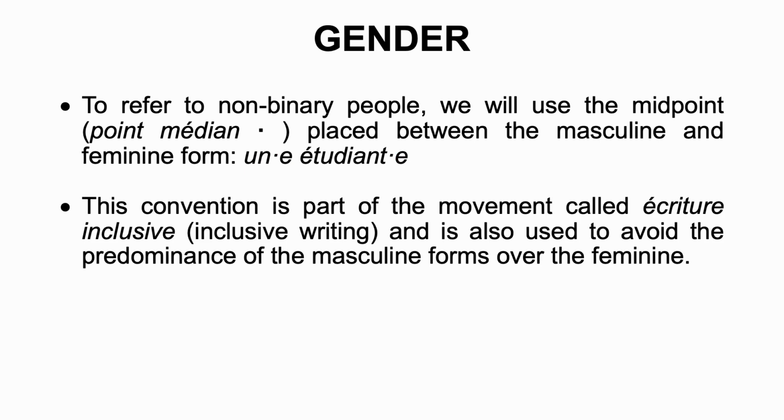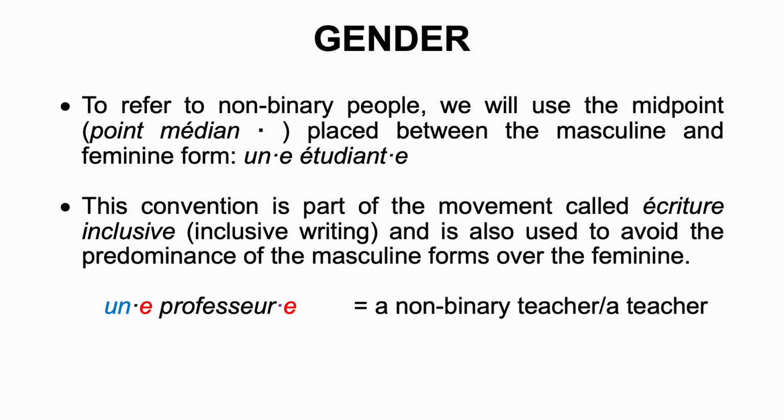This convention is part of the movement called écriture inclusive, in English, inclusive writing, and it's also used to avoid the predominance of the masculine forms over the feminine. For instance, un professeur in the masculine takes an E in the feminine to become une professeure. So the non-binary writing with the point médian, with the midpoints, is going to be as is. Midpoint right before the E and then in both the article and in the noun.